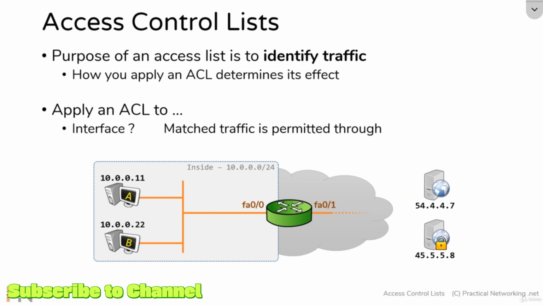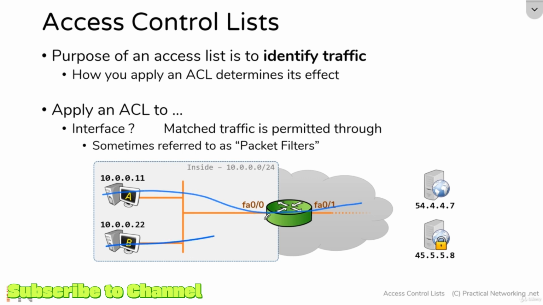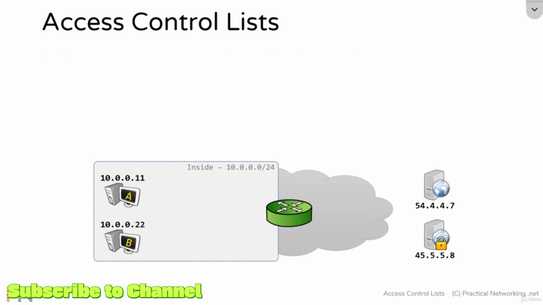Now, when you apply an access list to an interface, that access list is sometimes referred to as a packet filter. The idea there is any packets being sent out by your inside host are going to be matched against this access list to determine whether the router likes those packets or doesn't like those packets. So to talk through it, let's go ahead and shoot some packets over.